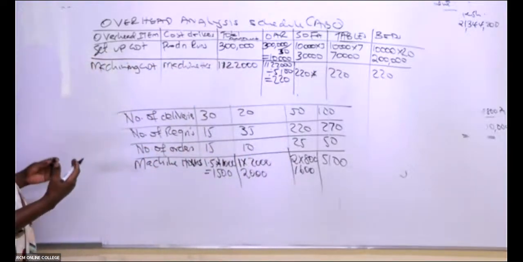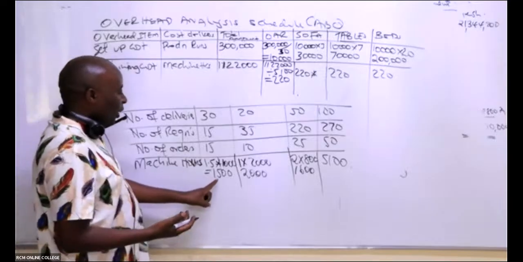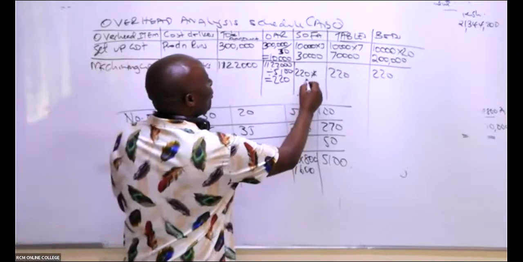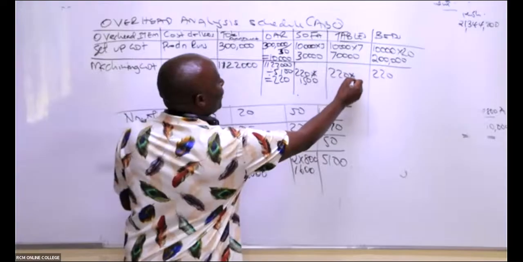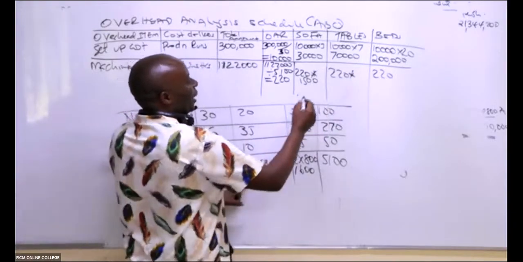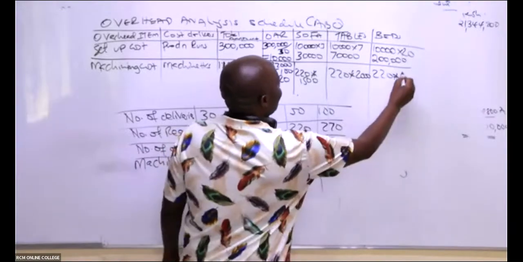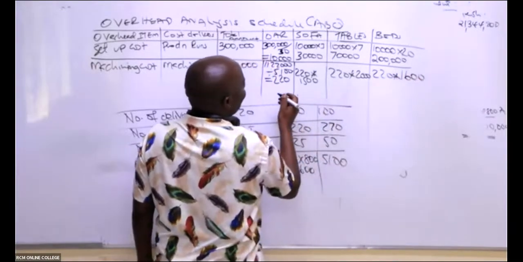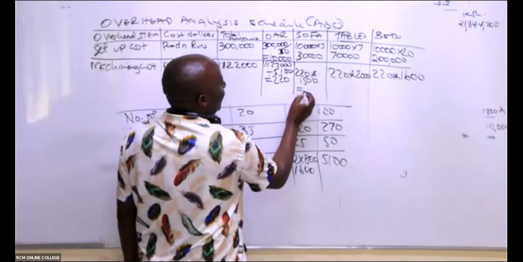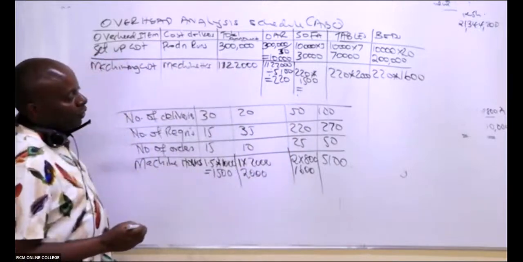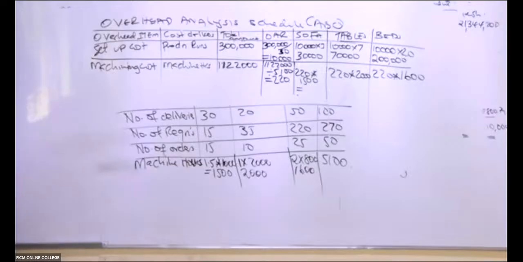If it is sofa set, I have the machine hours for sofa set. They are 1,500. Times, in this case here, 2,000. Times 1,600. Like that. So then are you able to give me these values?